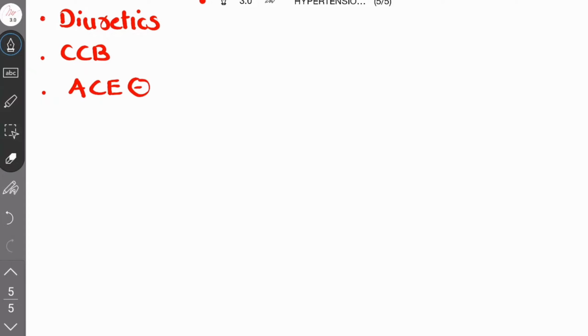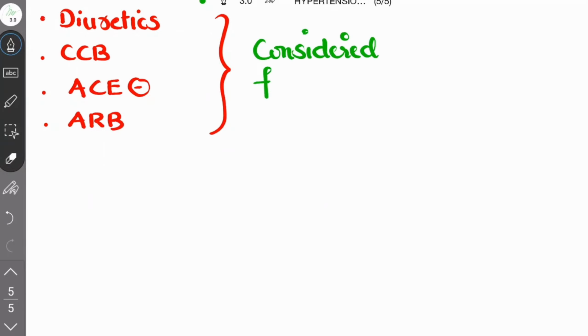Discussing the next point: diuretics, calcium channel blockers, angiotensin converting enzyme inhibitors, angiotensin receptor blockers. These should be considered as the first line medication.